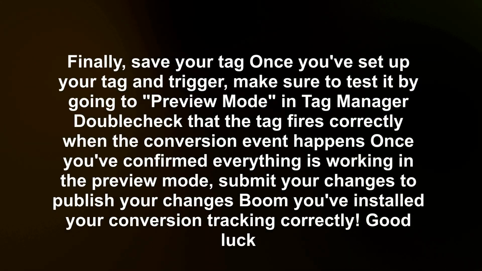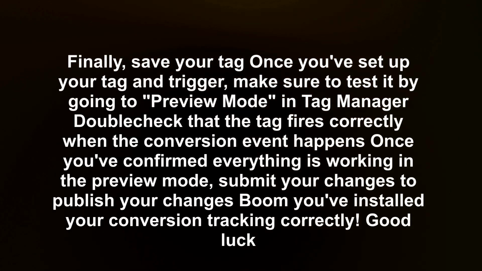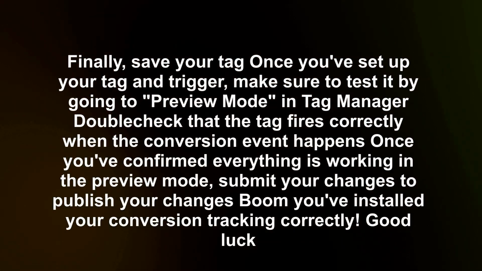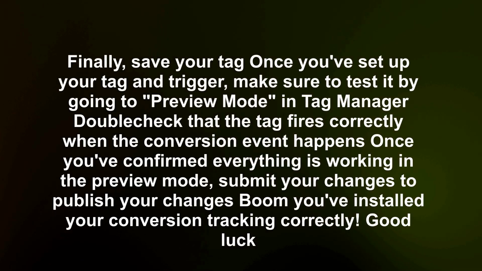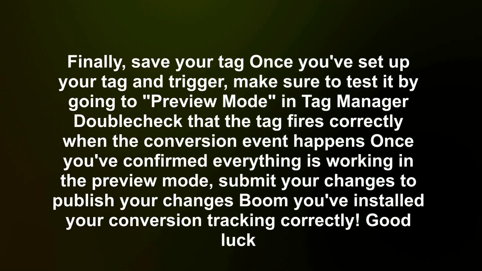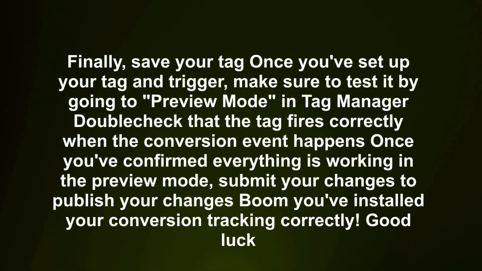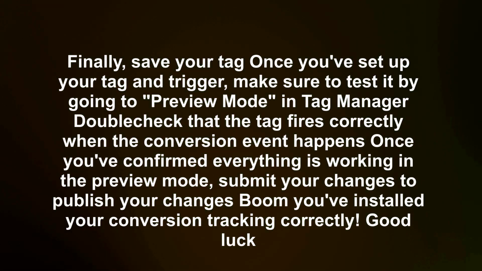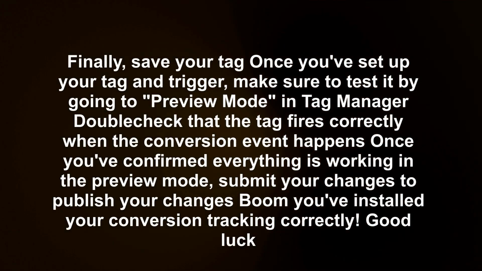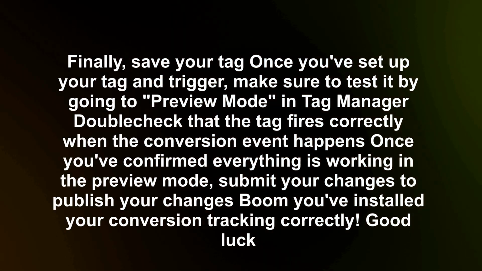Finally, save your tag. Once you've set up your tag and trigger, make sure to test it by going to Preview mode in Tag Manager. Double-check that the tag fires correctly when the conversion event happens. Once you've confirmed everything is working in the Preview mode, submit your changes to publish your changes. Boom, you've installed your conversion tracking correctly.